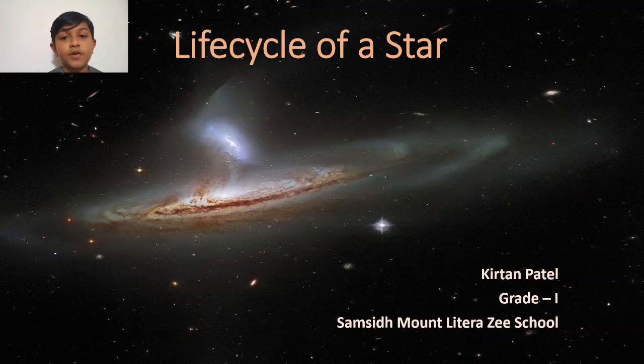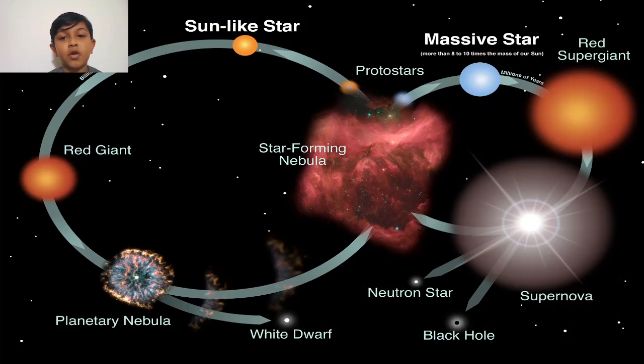Today's topic is Life Cycle of a Star. A star is a huge ball of burning gases which emits energy in the form of heat and light. Stars go through a natural cycle much like any living being. This cycle begins with birth, expands through a lifespan characterized by change and growth, and ultimately leads to death.